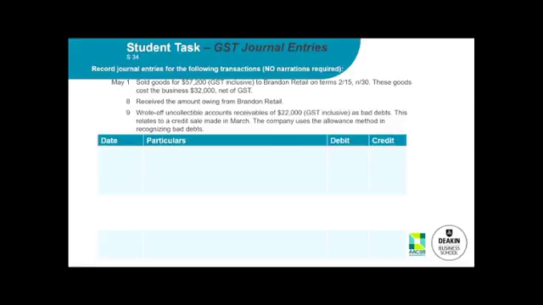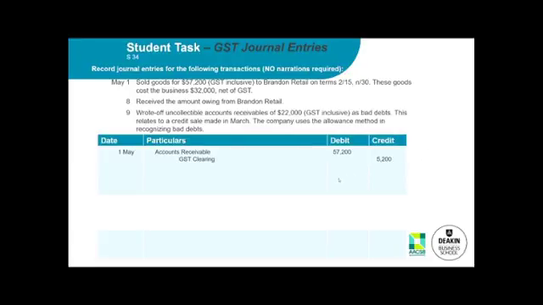Okay, I think you've had long enough to tackle that. So let's see how you fared. So let's look at the first one on the 1st of May, selling the goods. So we have to record the sale and the cost of the sale, don't we? Right? Because the cost of the sale was $32,000 as well.